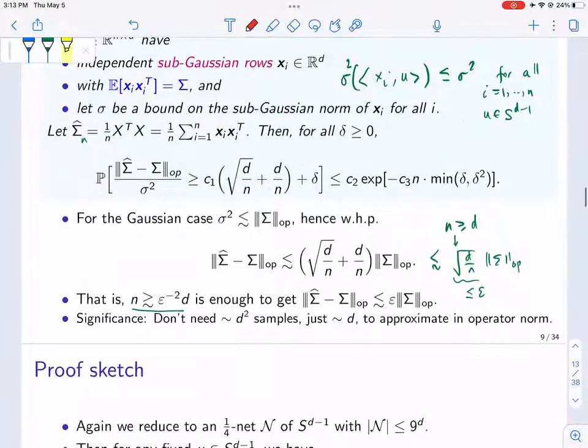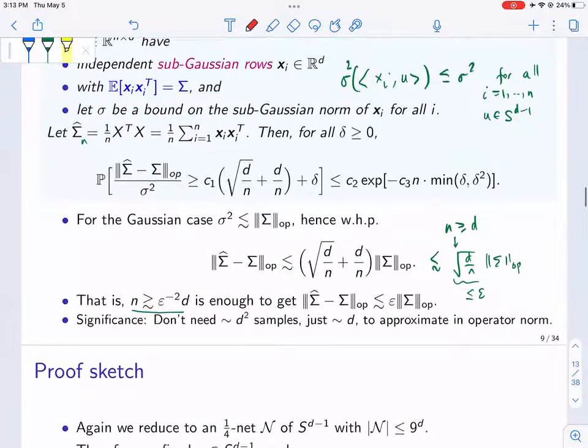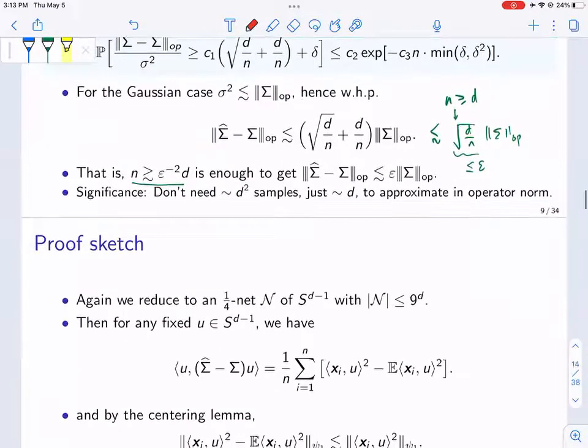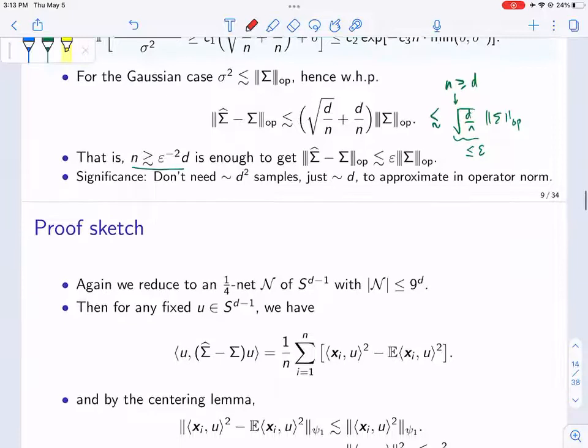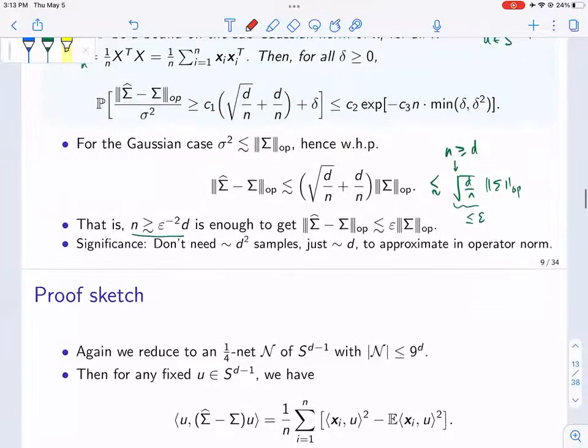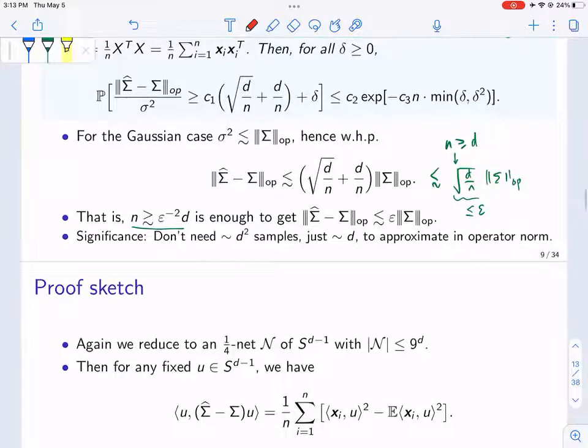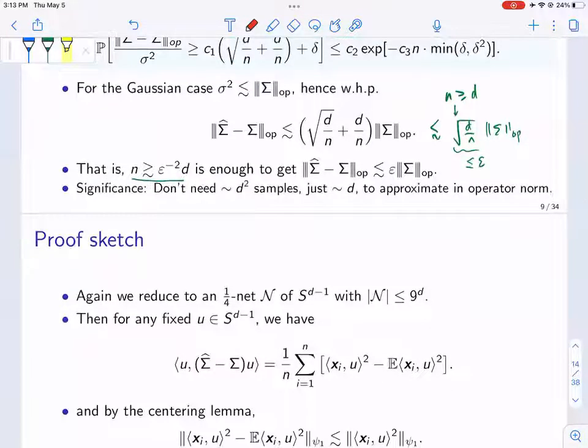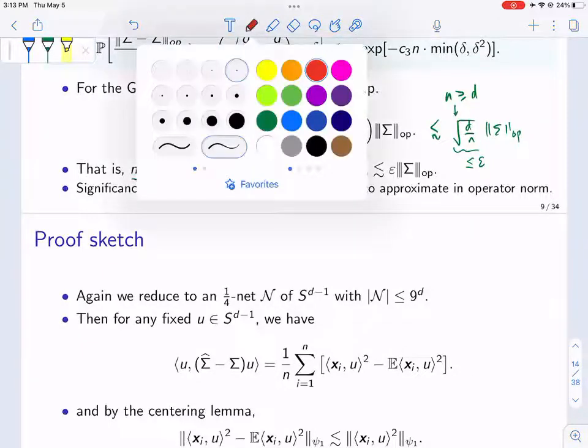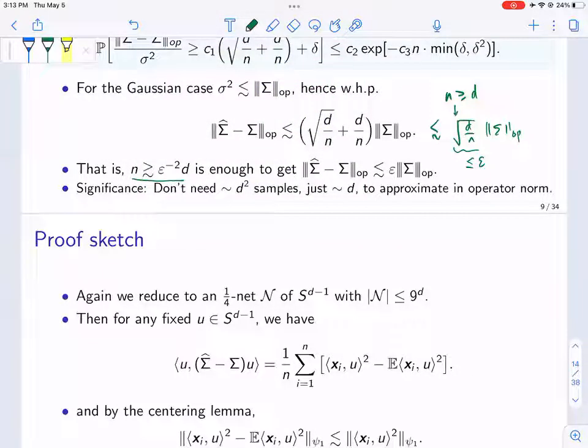Okay, so any other questions? Let's try to set up, I'm going to maybe sketch the proof a little bit. Next time we'll come back and complete the proof. So the idea is simple. Again, we're going to use the epsilon net idea. Because we're dealing with symmetric matrices, so I'm going to do sigma hat minus sigma.